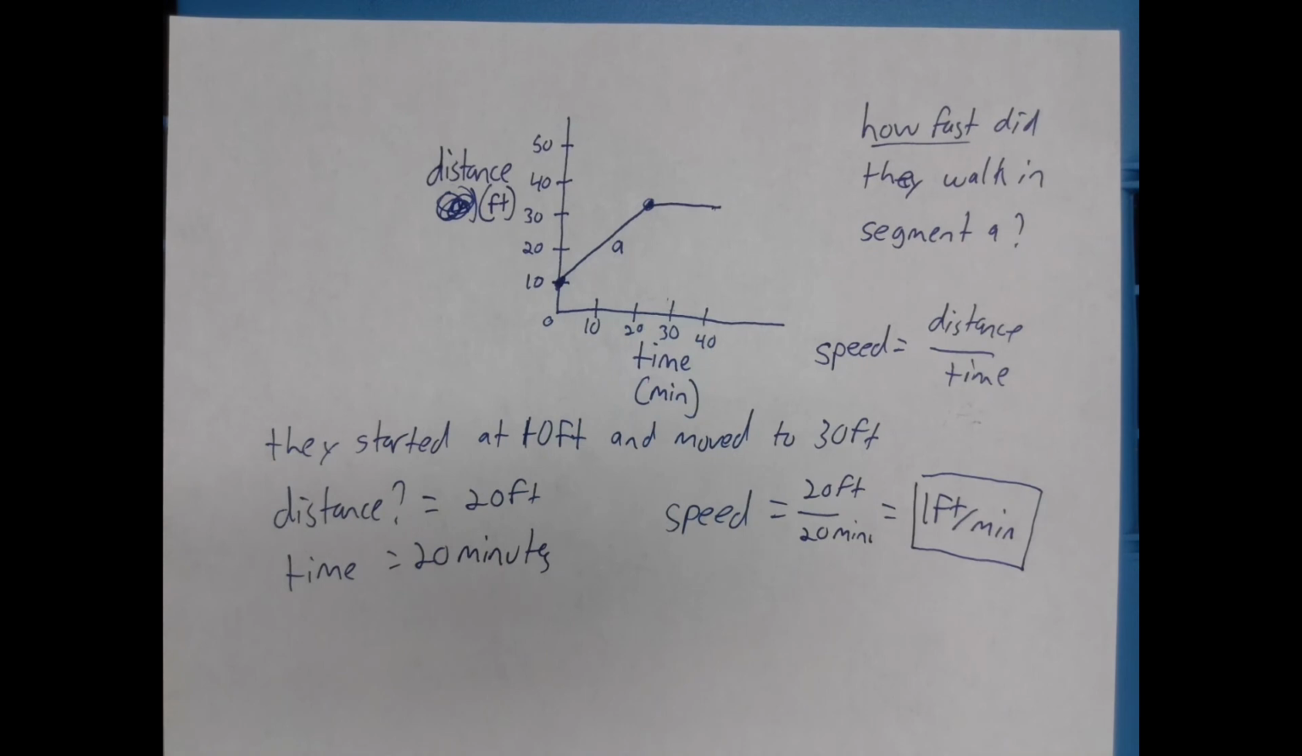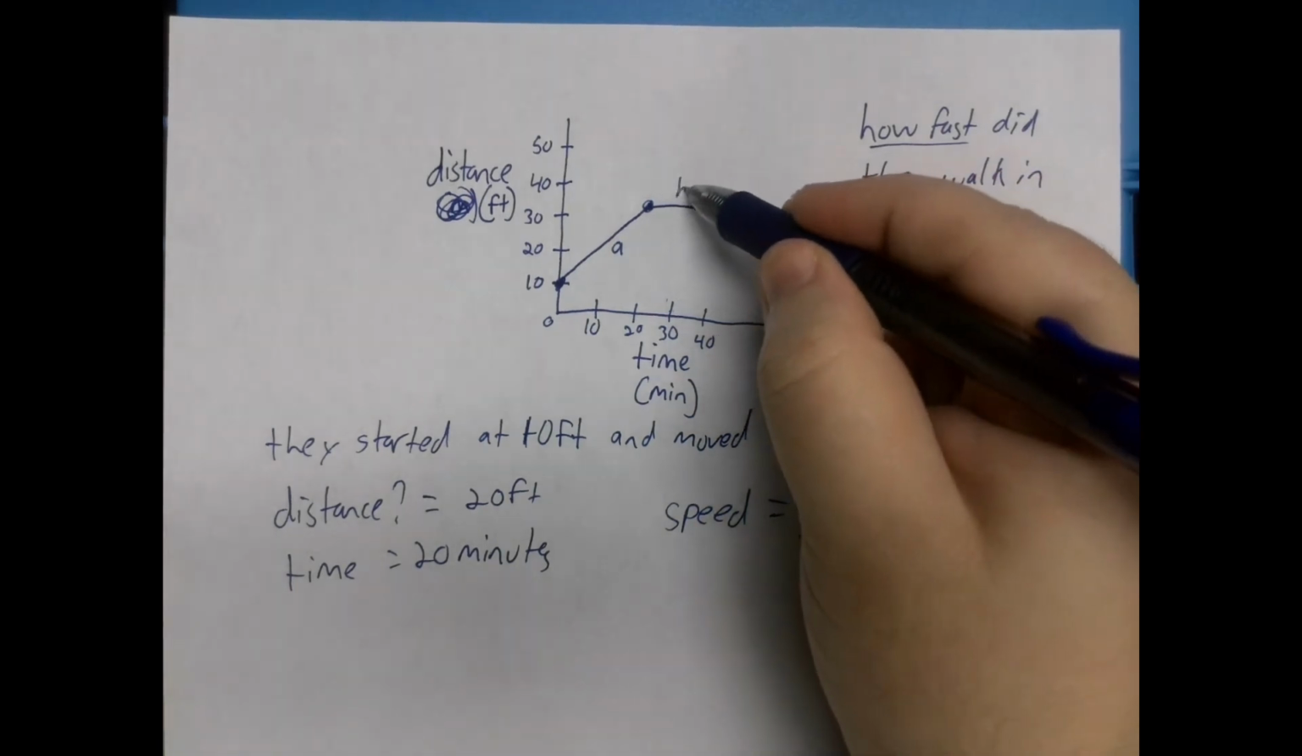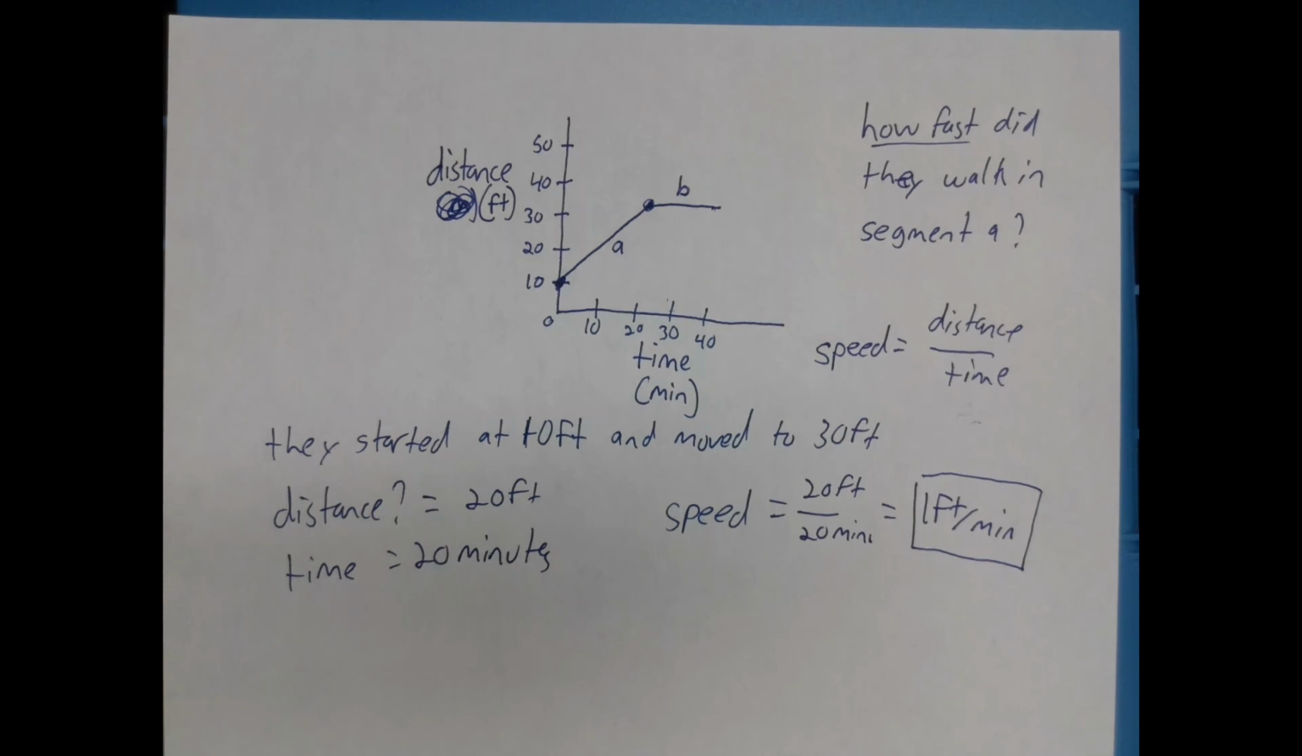So very, very slow. How fast are they moving during this segment? So the speed would be 0 feet per minute. So they tired out. That was very hard. Moving 1 foot a minute, painful. They did it for 20 minutes. Y'all try moving as slowly as possible for 20 minutes.